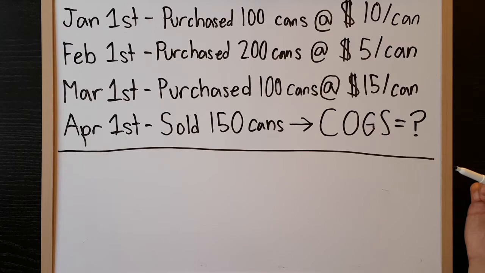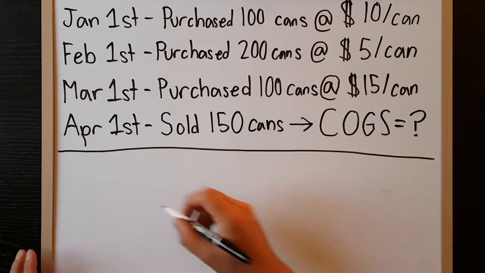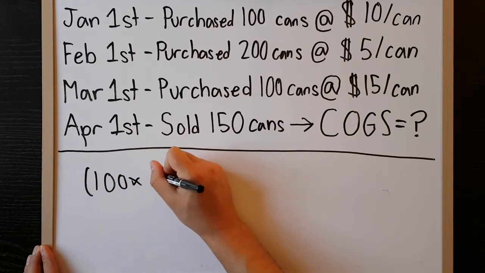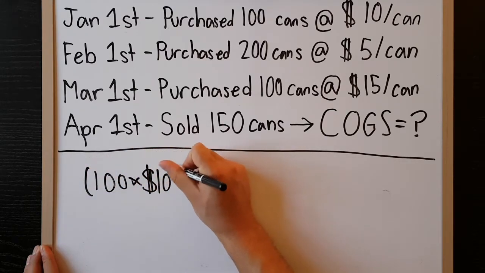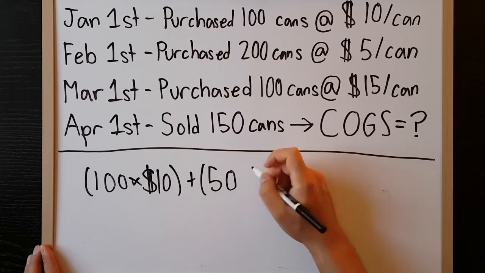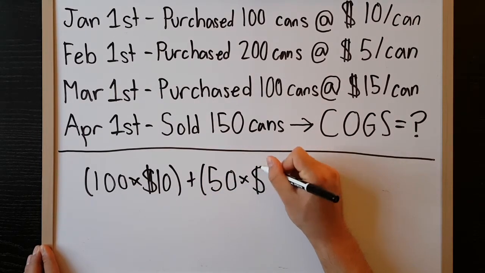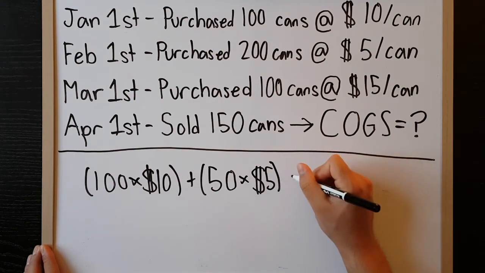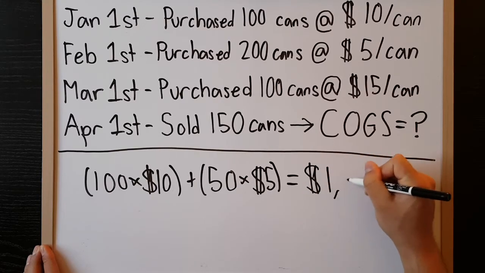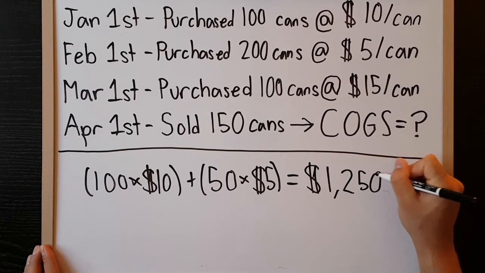The cost of goods sold recognized will be calculated as follows. So we have 100 units at $10 per can, plus the next 50, which are part of the 200 cans purchased at $5 per can, gives us a total COGS of $1,250.